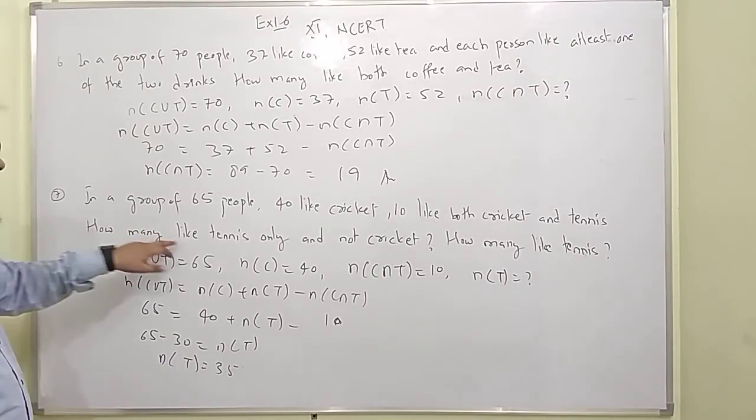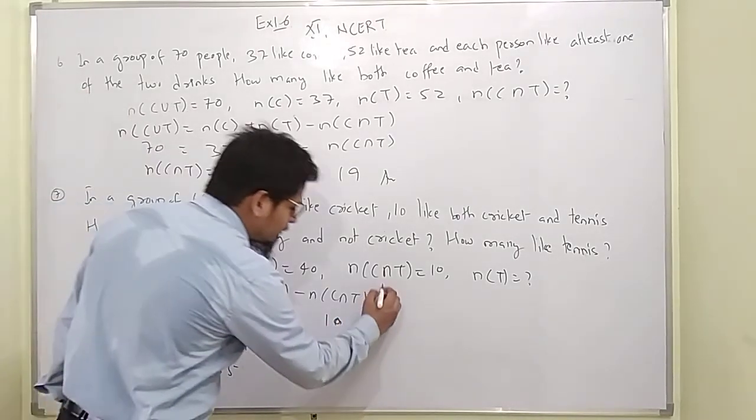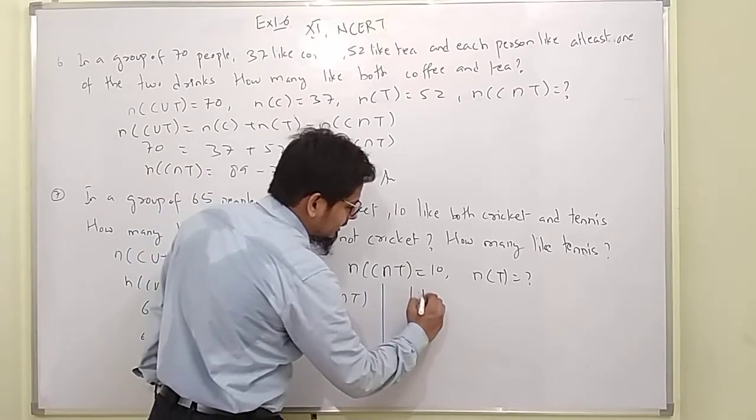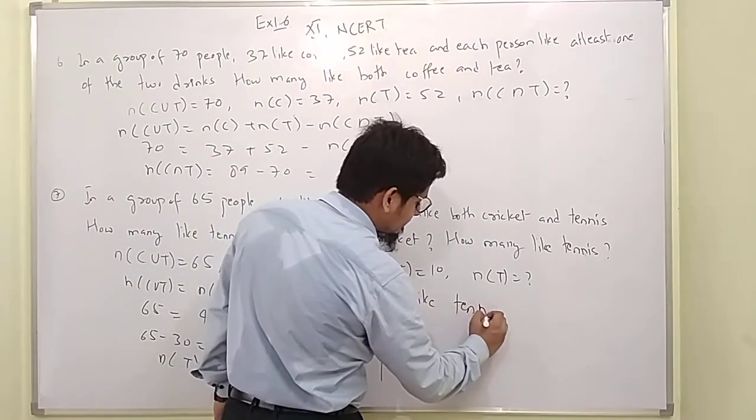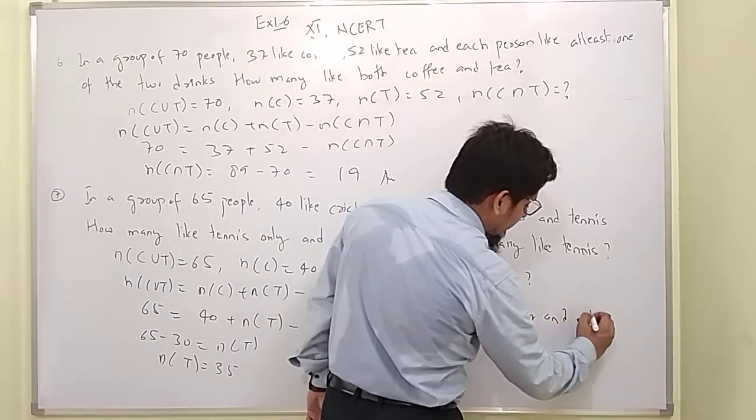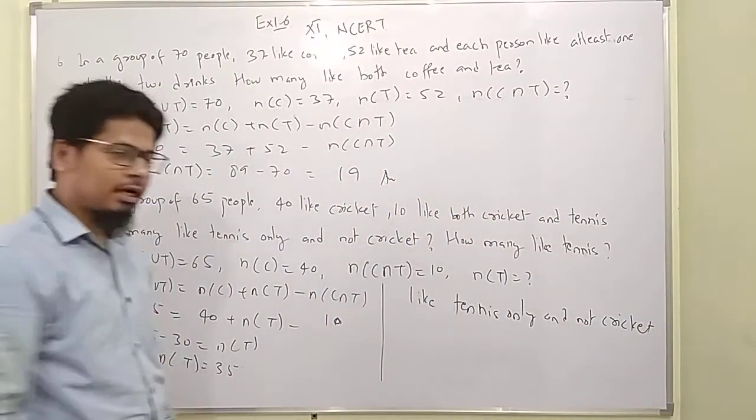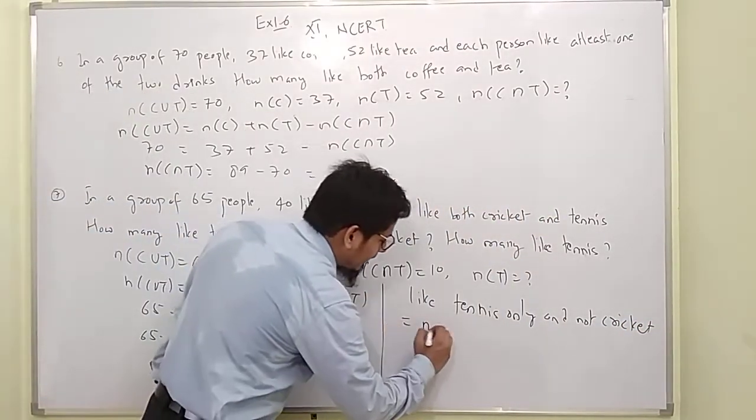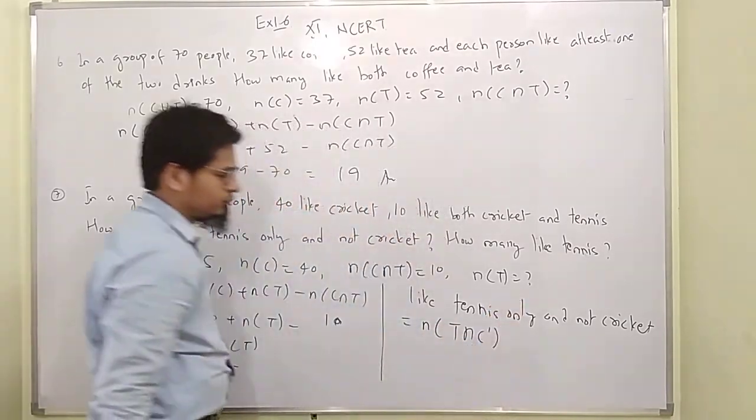And now the next part which is left here, I'm going to explain. This is how many people like tennis only but not cricket. Okay. So for the second result, I am writing here tennis only but not cricket. So what will be the result for this thing? That is equal to, we have to find n(T intersection C complement).